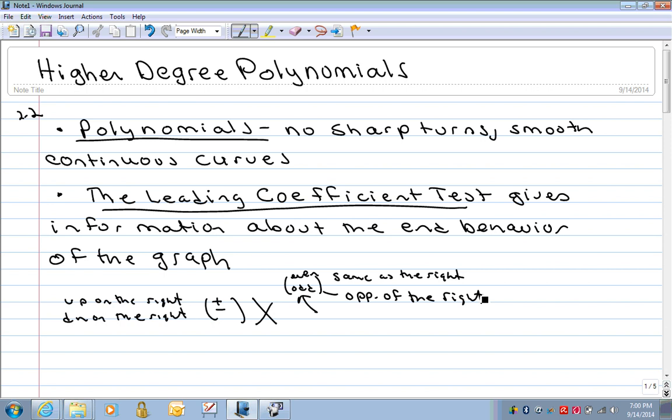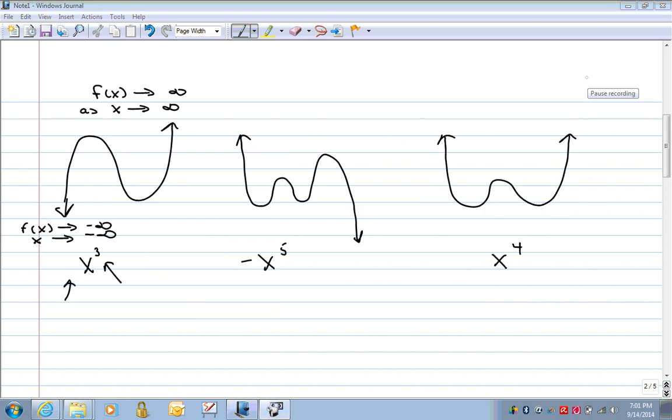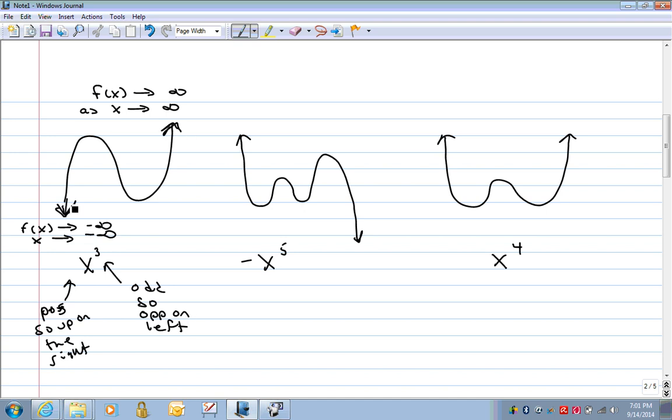All right, let's look at some examples. We have 3 examples here, and we're going to look at some notation. In our first example, we have x cubed. So in front of the x is positive, so up on the right. The exponent itself, or the power, is odd, so opposite on the left. So it will go up on the right, and opposite, or in this case, down on the left.